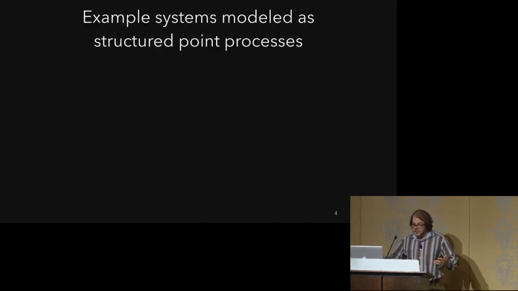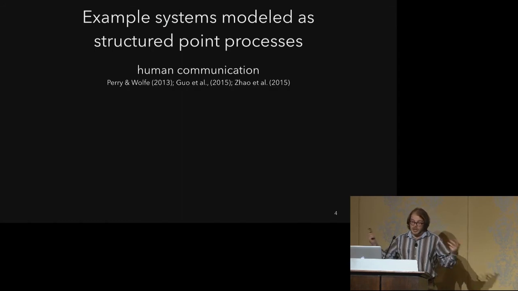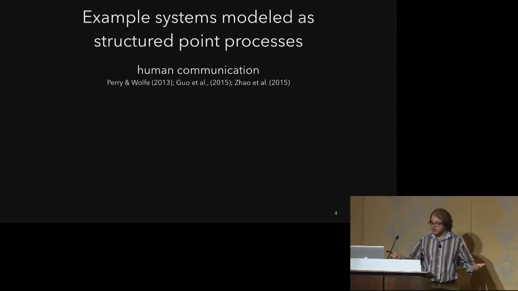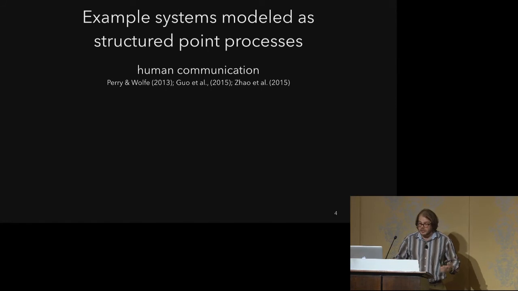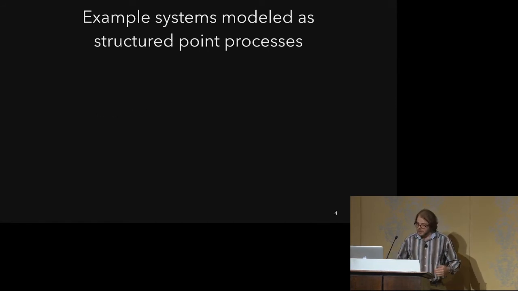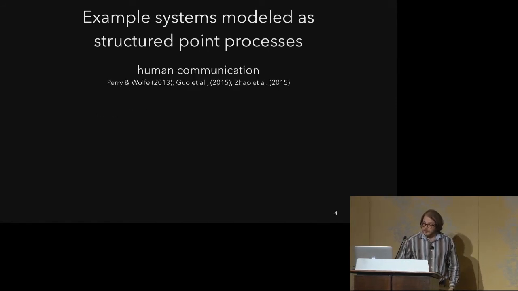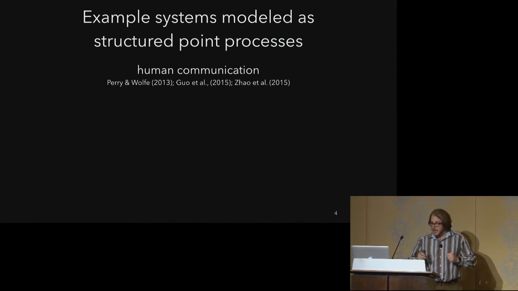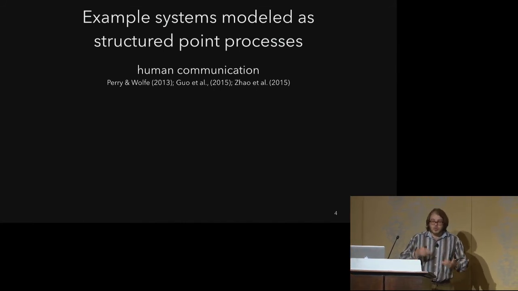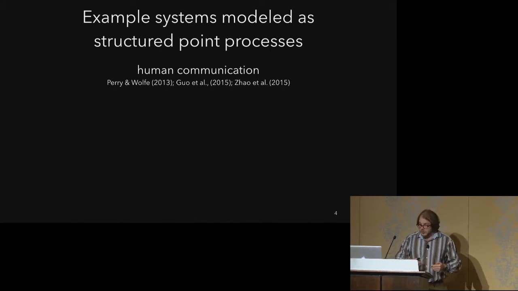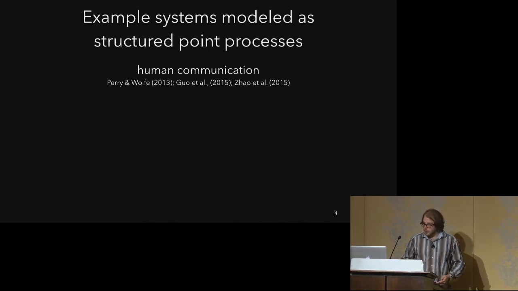Some examples of the cases that have already been modeled by structured point processes include real-life communication in educational, judiciary, and negotiation settings, as well as electronic communication systems such as email and Twitter, in which they've been used to identify which individuals influence one another and to what degree, as well as to better predict which tweets are going to be the most popular.